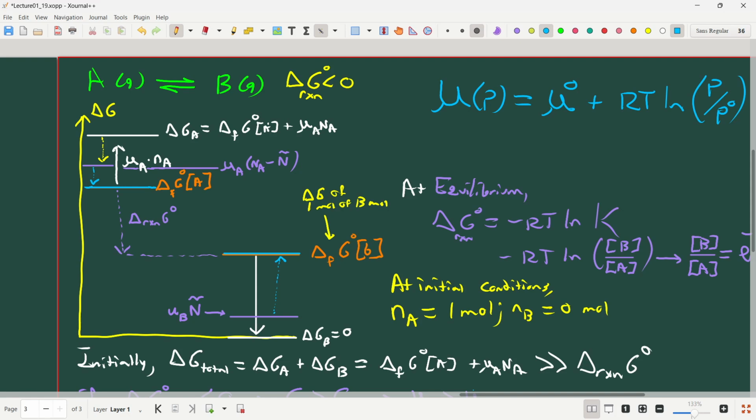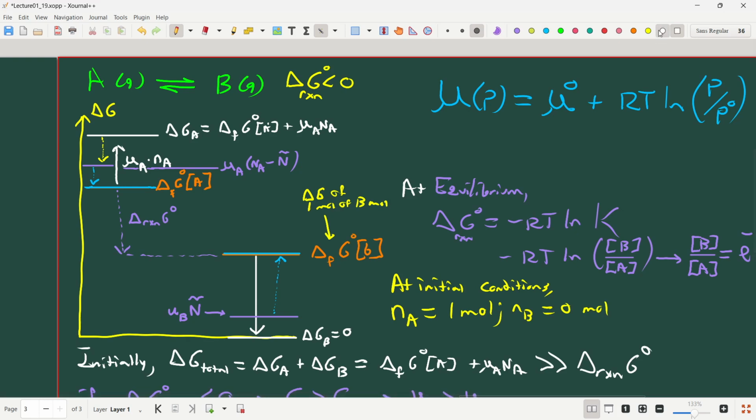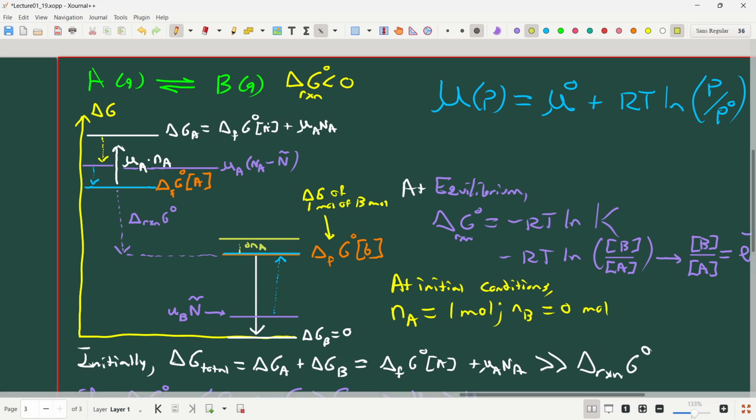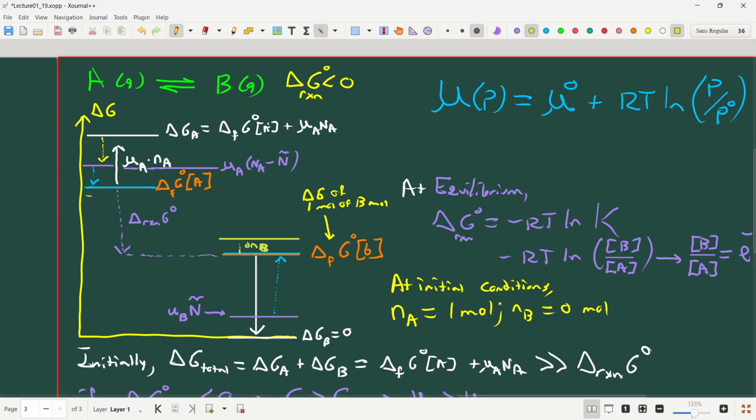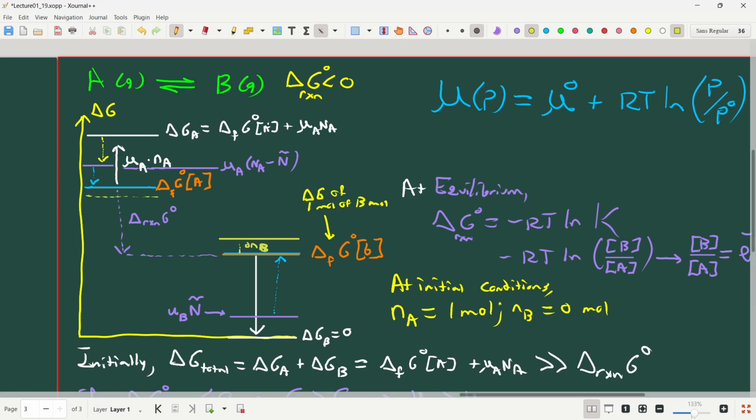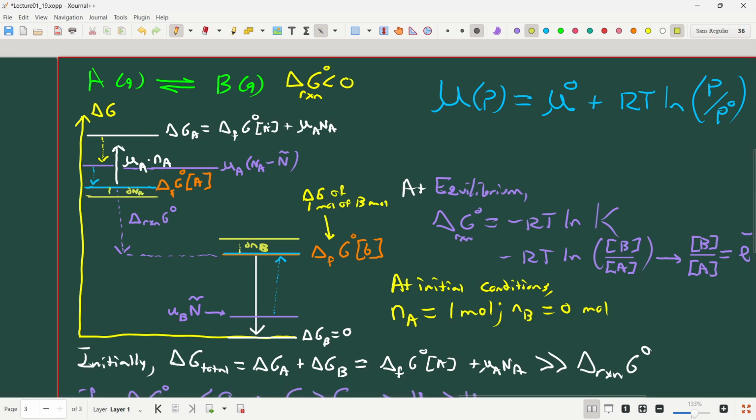So at equilibrium, what this says, I'll just do this in lime green, is that any change in nB is compensated equally by a change in nA at equilibrium.